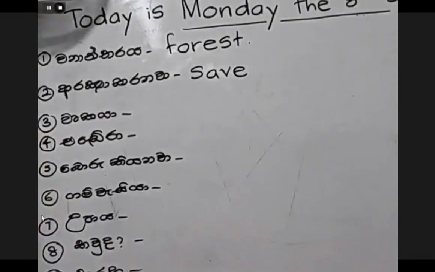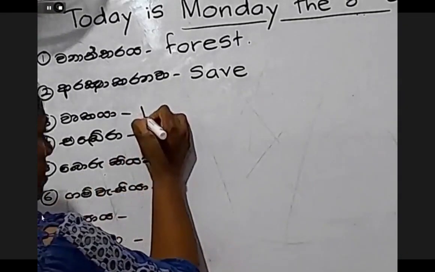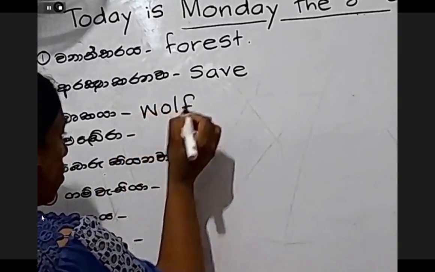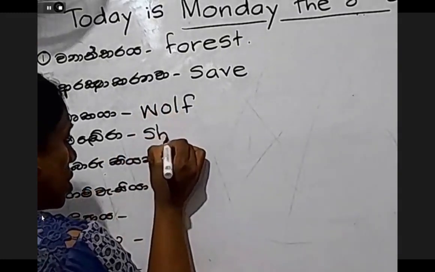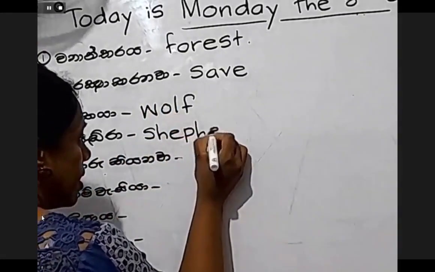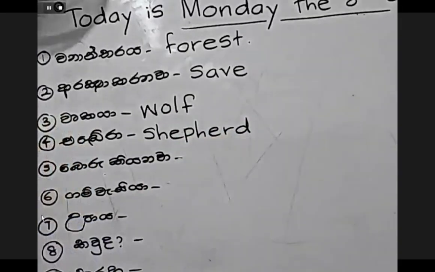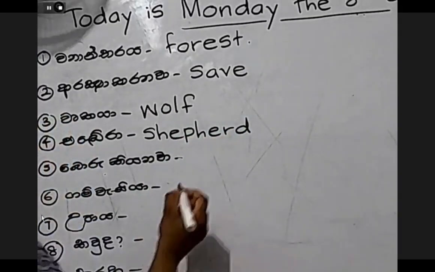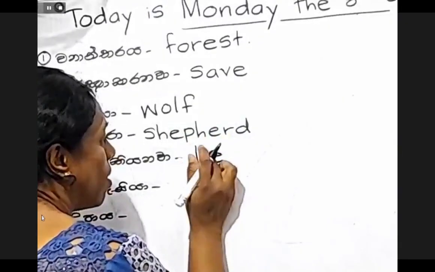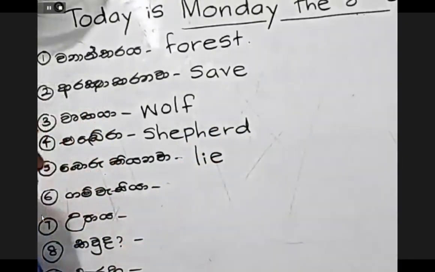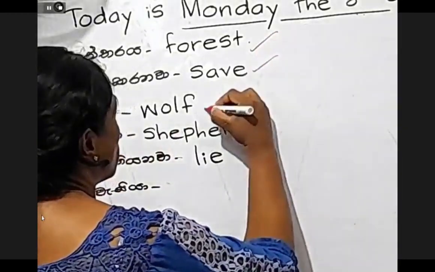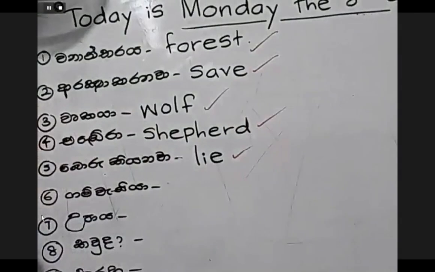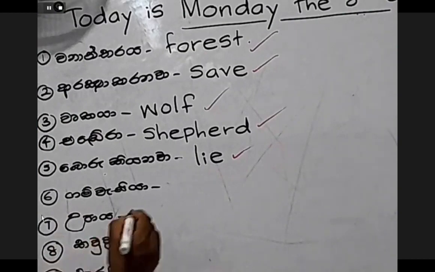Save. Right. Third one, an animal, wolf. Next one, shepherd. How do you write shepherd? Shepherd. Okay. Number five, light. Guru is also light. Burkinama also light. Number six, you should mark your books. Mark your books yourself, my dear.